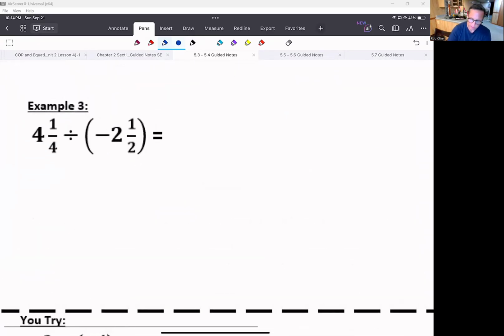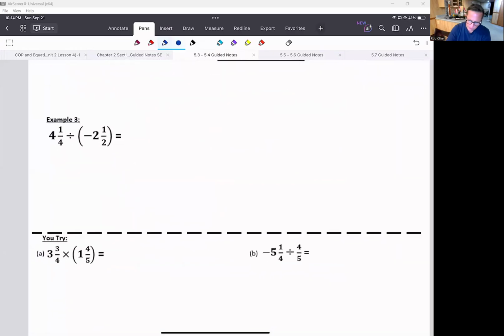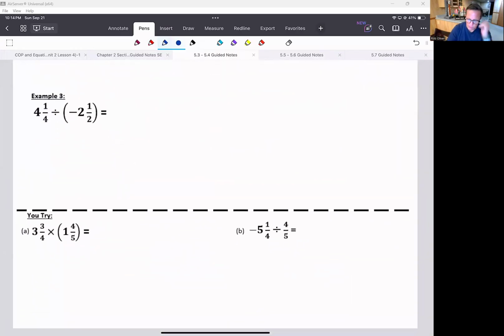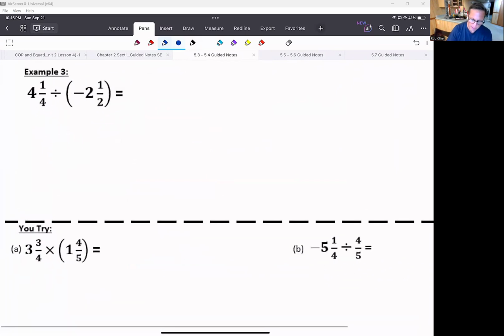All right, here is an example that you could probably try, these last 3, on your own. I'll just go through these. You could probably pause the video at this point. Try these out, see how you do. Check back and see how you worked them out. And if you need help, watch the video again.